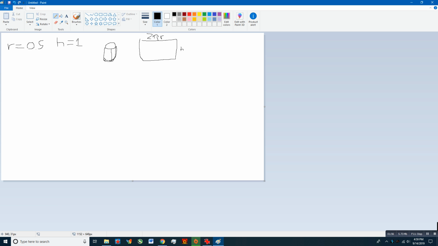So the total formula for surface area is SA equals 2 pi r h. So let's do that math. I'm going to bust out the TI-84. So let's do 2 pi times 0.5 times 1. Of course, we're just going to get pi. So the surface area of an average male penis is about pi, about 3.14 square inches.